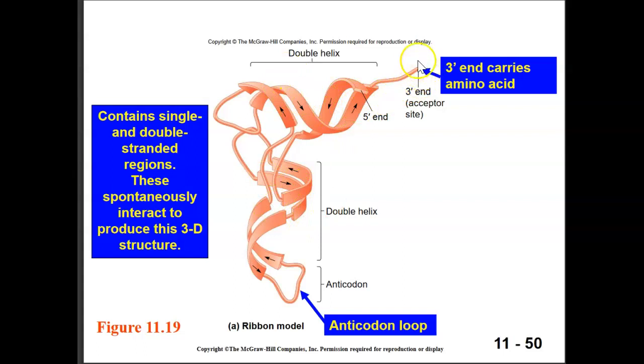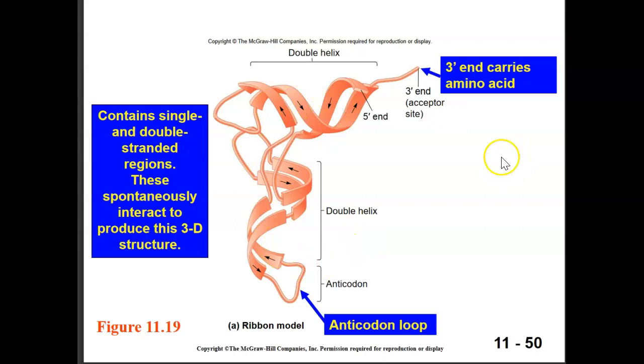The 3' end right here, the acceptor site, is going to carry an amino acid. The 5' end just kind of hangs out there. And then this is the anticodon site that's going to interact with the ribosome. We'll get to that later. Okay, you don't need to know all the great details of that. This is where we're going to end this particular lecture. We'll get to more detail about the RNA in another lecture.